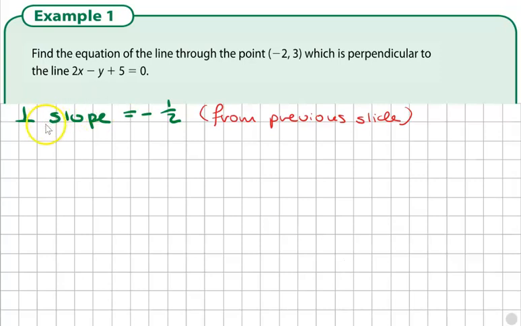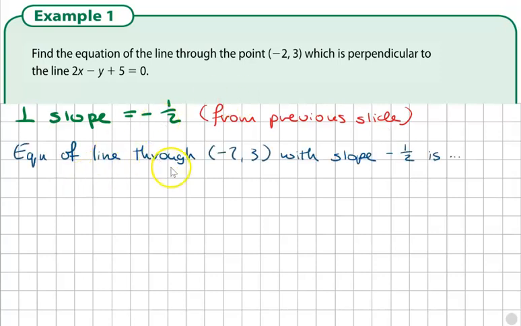So we know that the perpendicular slope is minus a half. We worked that out in the previous slide. So the equation of the line through the point minus 2, 3 with a slope of minus a half is, here's our equation formula. This is from our formula book, so you don't need to learn it off. y minus y1 equals m times x minus x1.